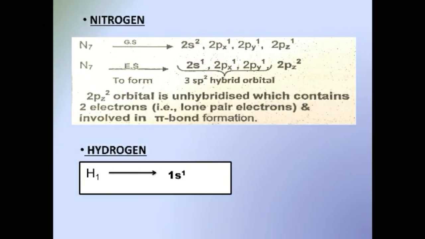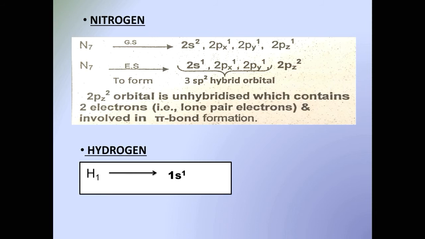Then the electronic configuration of nitrogen in the ground state is 2s2, 2px1, 2py1, 2pz1. But in the excited state it becomes 2s1, 2px1, 2py1 and 2pz2 and forms 3 sp2 hybrid orbitals. The 2pz2 orbital is unhybridized, which contains 2 electrons, that is the lone pair, and is involved in pi bond formation. The last electronic configuration is of hydrogen, that is simply 1s1.